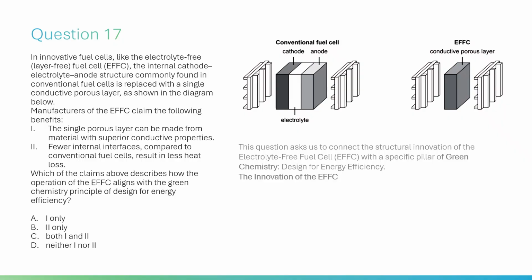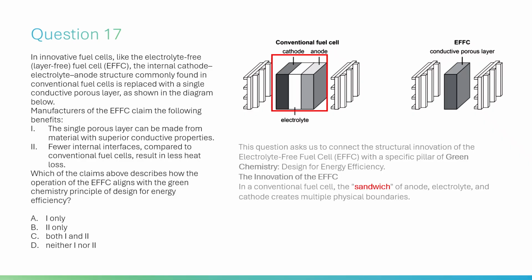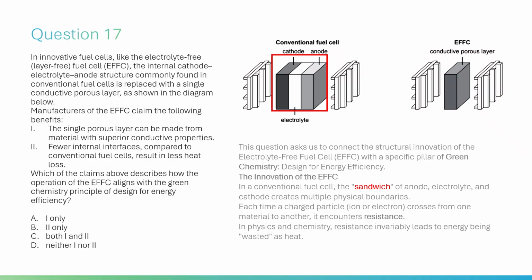In a conventional fuel cell, the sandwich of anode, electrolyte, and cathode creates multiple physical boundaries. Each time a charged particle, ion or electron, crosses from one material to another, it encounters resistance. In physics and chemistry, resistance invariably leads to energy being wasted as heat.